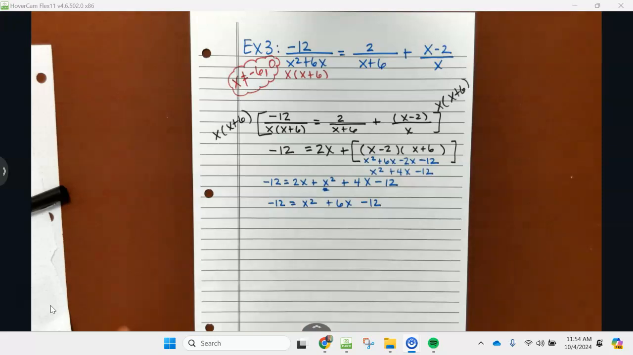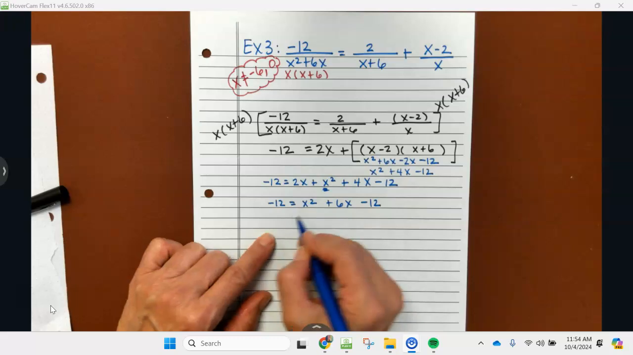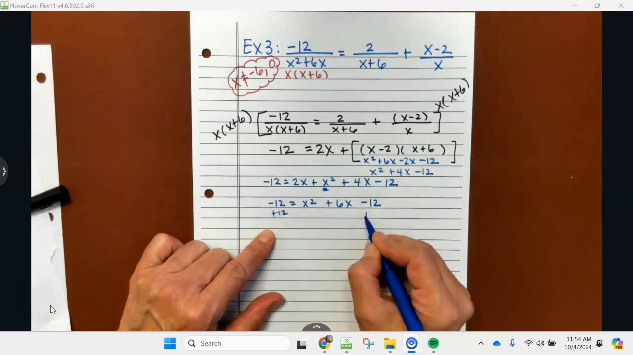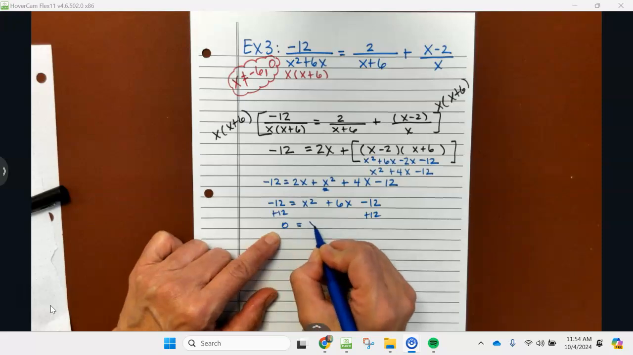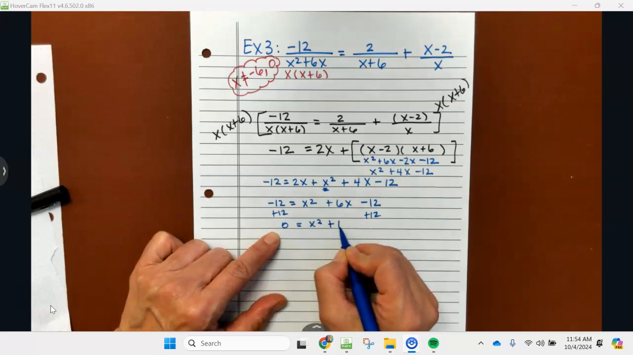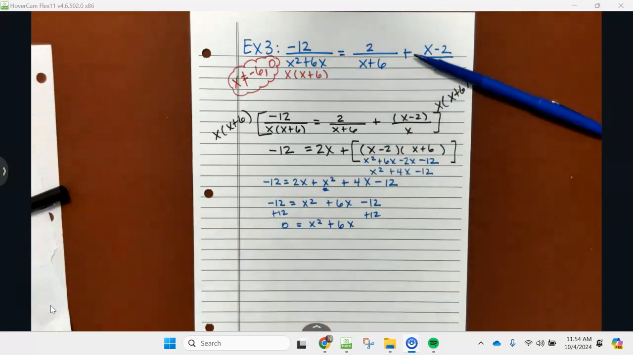Okay. Let's go ahead and set it equal to 0. We're going to go ahead and move this over. So it's going to be plus 12 on the other side. That's going to be a 0 pair. 0 is going to equal x squared plus 6x. And there's no solution. We're done.